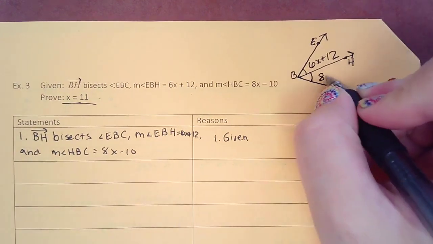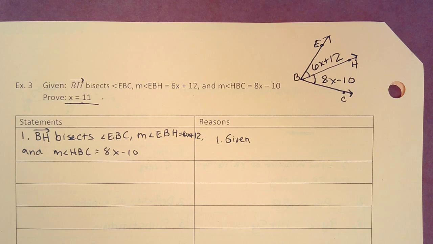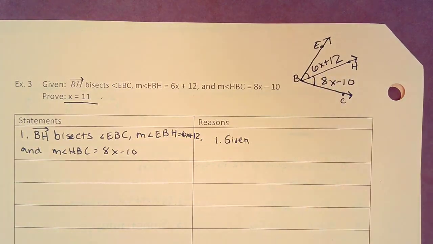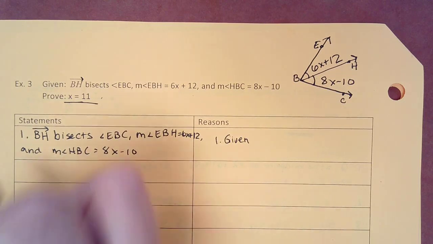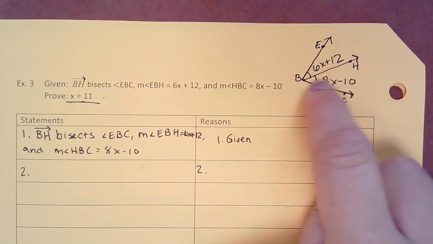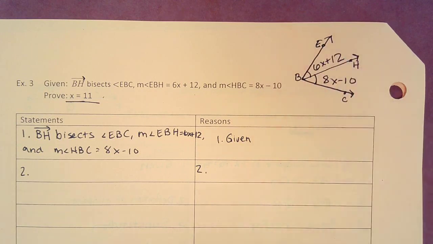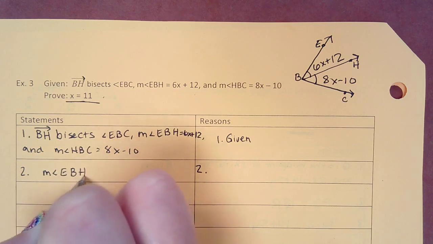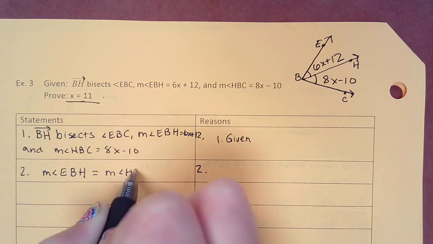HBC is 8x minus 10. And that's all I'm given. Okay, I'm not given the whole, so I can't do part plus part equals whole. However, I do know that because this is bisected, these two pieces are the same, so I could set them equal. So step 2. I'm going to write out that these two angles are equal to each other. In order to plug something in and start doing the math, I need to say that measurement of angle EBH is equal to measurement of angle HBC.